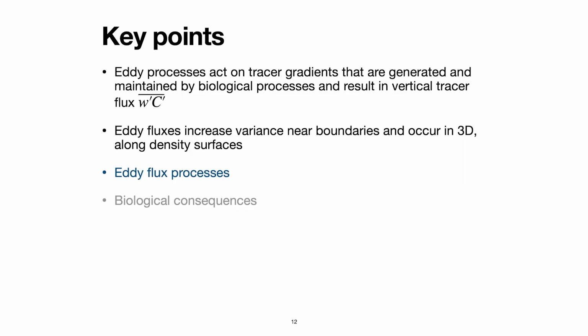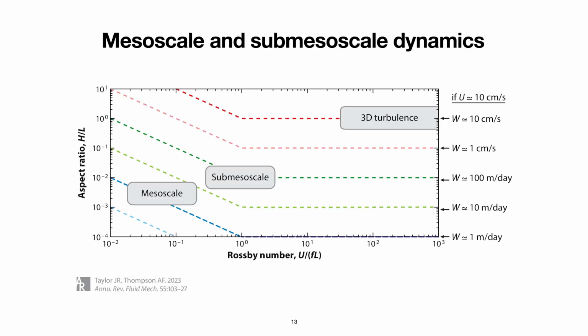And so as a quick summary of this, eddy fluxes increase variance of biogeochemical or other tracers near boundaries and occur in 3 dimensions and occur along density surfaces. So one of the key things here that I've been talking about is vertical velocity. And I'm not going to give a detailed lecture on the physics of sub-mesoscale or what the key vertical velocity processes are. But I do want to talk about some of the scaling and why we might see some of the regional variability in the importance of these eddy subduction processes.